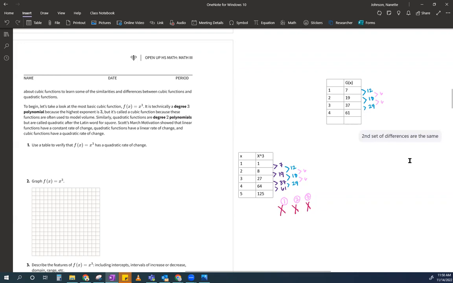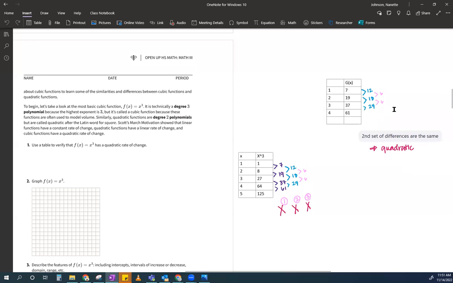So this implies, hold on, let's write this down. This means in short term, this means it's a quadratic, right? So for those of you who don't know, this double arrow in mathematics means therefore. So second set of differences are the same, therefore my function is quadratic. Good, so that's quadratic. Does that make sense?